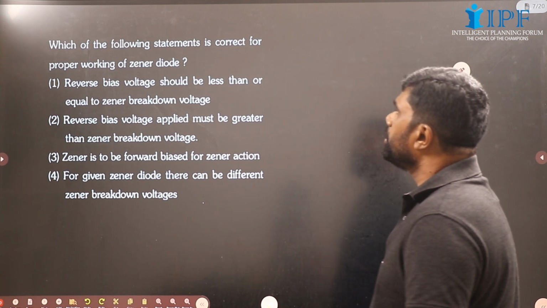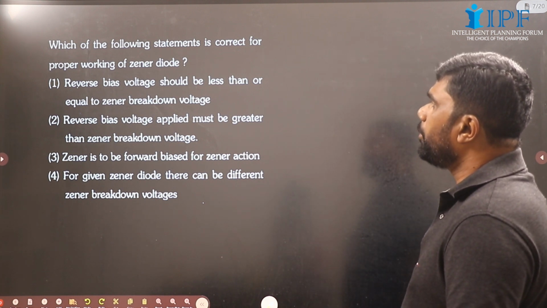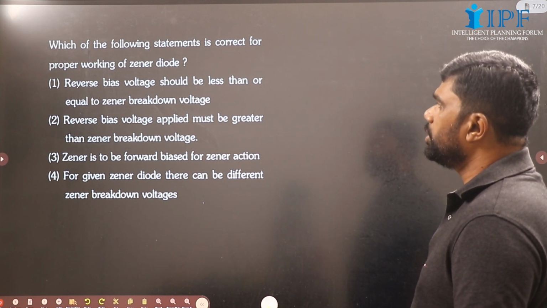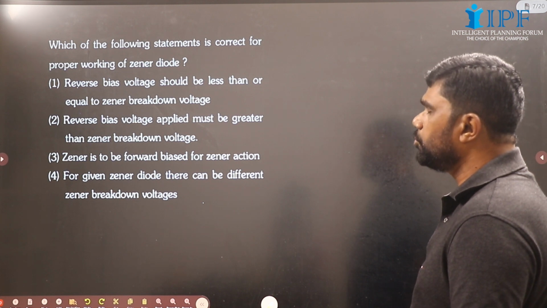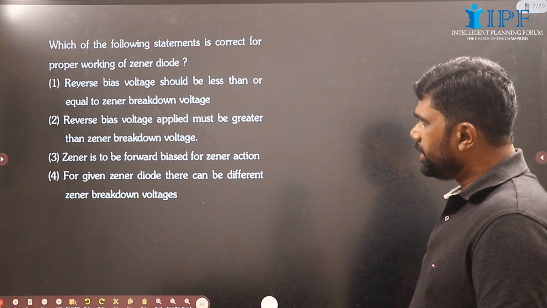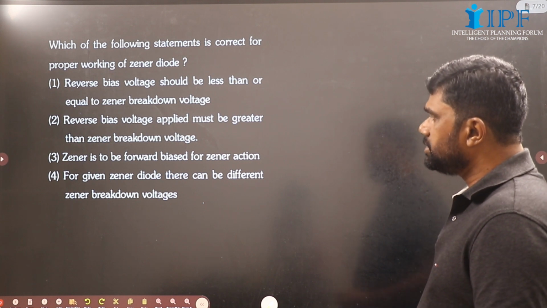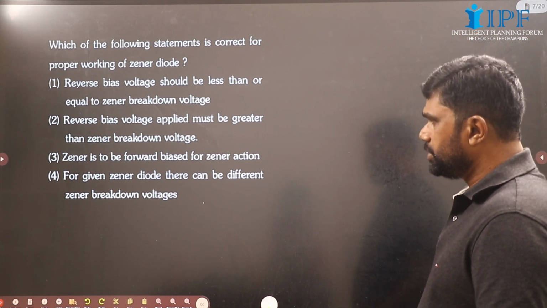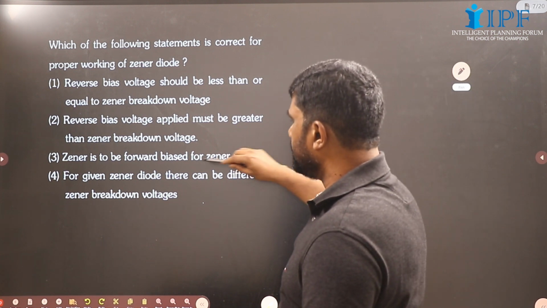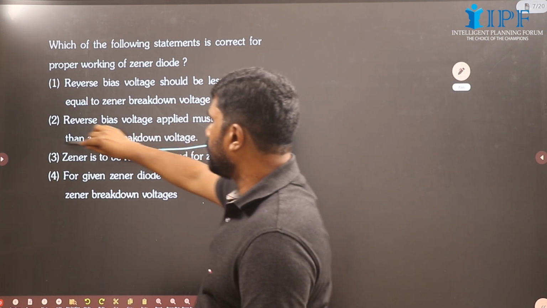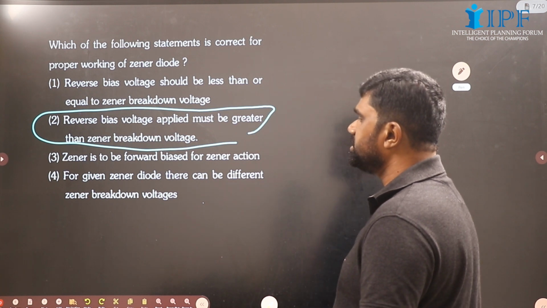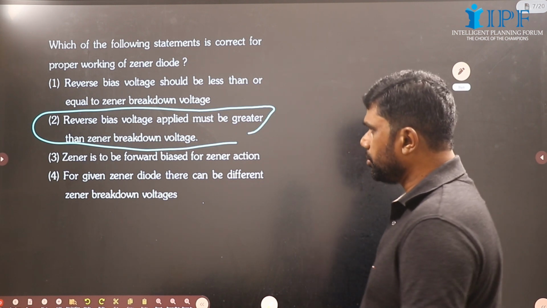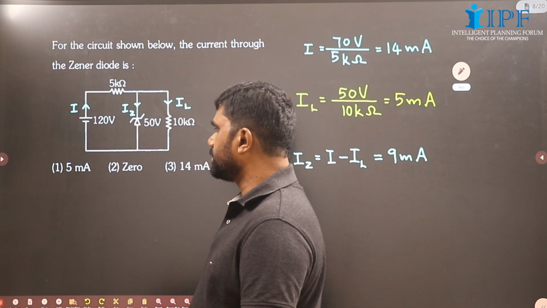Now, which of the following statements is correct for proper working of Zener diode? Reverse bias voltage should be less than or equal to the breakdown voltage. That's wrong. Reverse bias voltage applied must be greater than Zener breakdown voltage. That's fine. Zener is to be forward biased. That's wrong. Okay, for a given Zener diode, there can be different Zener breakdown voltages. That's also wrong. Only the second statement is correct.